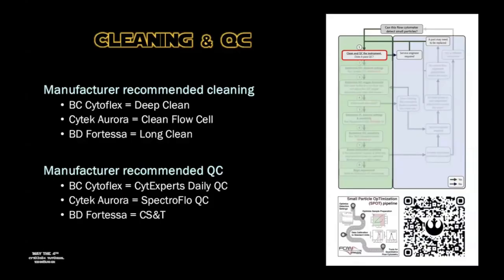The first of these steps involves cleaning and QC. This is something that anyone who is used to using a flow cytometer will be familiar with. This is essentially your manufacturer recommended cleanings. For our Beckman Coulter CytoFLEXs, this is a deep clean. CytoFLEX Aurora does a clean flow cell function, and BD Fortessas are your long clean functions.